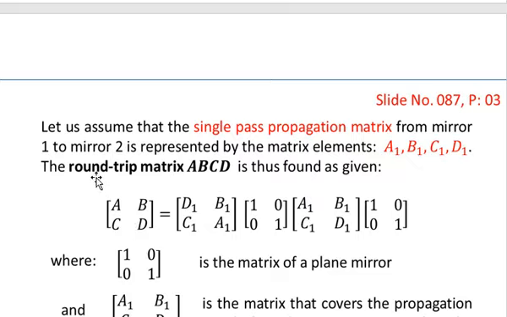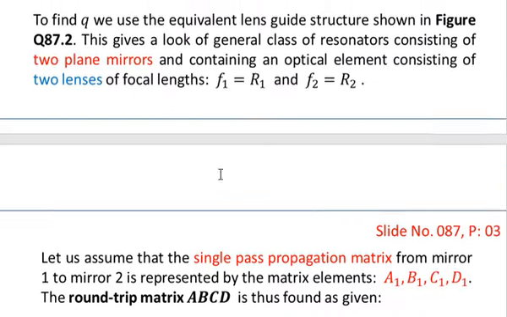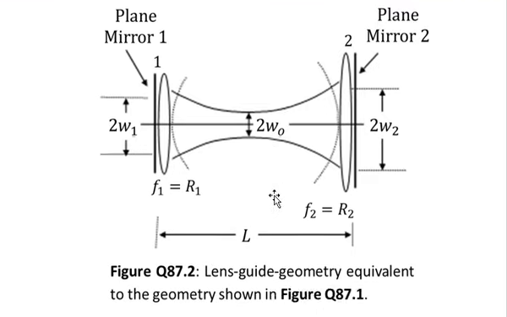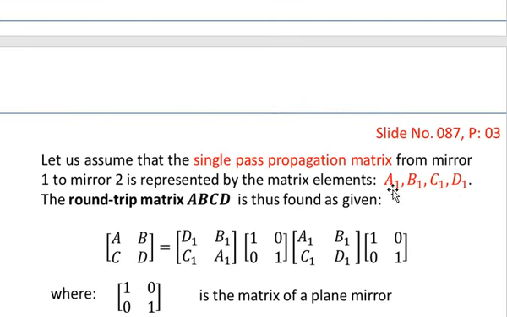So we are now going to calculate the round trip matrix ABCD. This ABCD matrix will start from mirror 1, then the propagation will move towards mirror 2, and then from mirror 2 the propagation will go backward towards mirror 1, forming a complete one round trip. And you see that from just after mirror 1 to just before mirror 2, the propagation will be defined by the matrix having the elements A1, B1, C1 and D1.